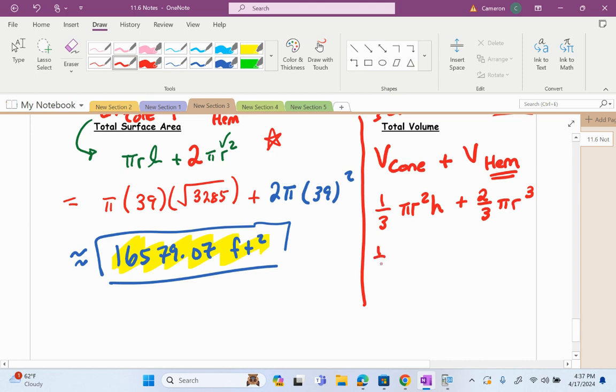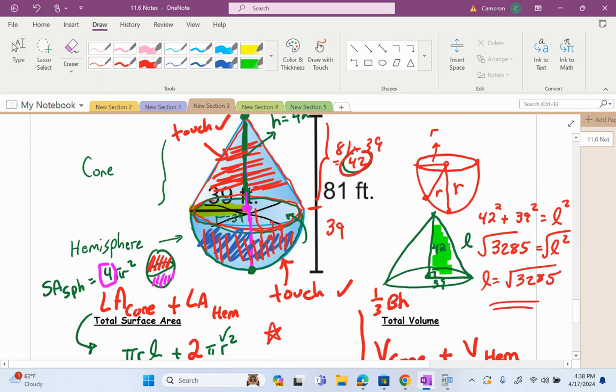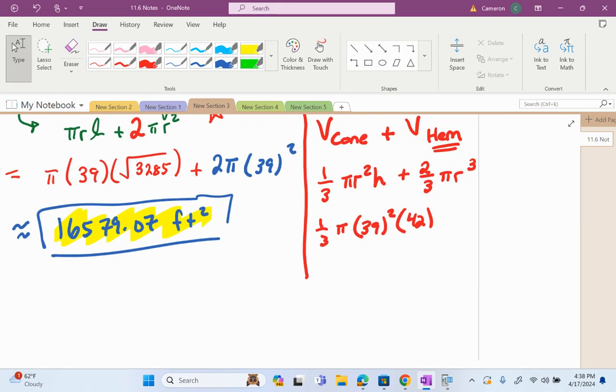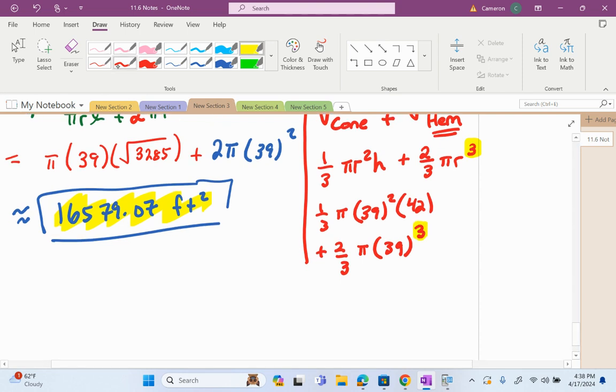So now I plug in 1/3 pi, the radius was 39, square it. The height of the cone, not the height of the whole object, but the height of the cone was 42. And then plus, let's see what we get here. Ooh, it's having a little difficulty. I'll do it underneath. 2/3 pi times, let's see, radius was 39. This time make sure you're cubing it since we're doing volume. I'm going to highlight that. Pi r cubed. And now we're going to crank it out. So let's see what we get.